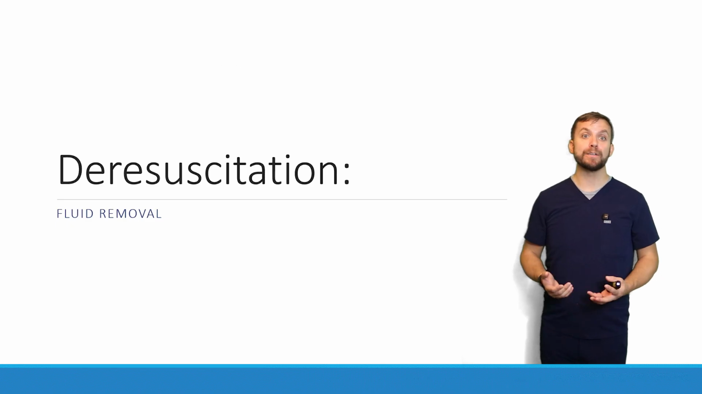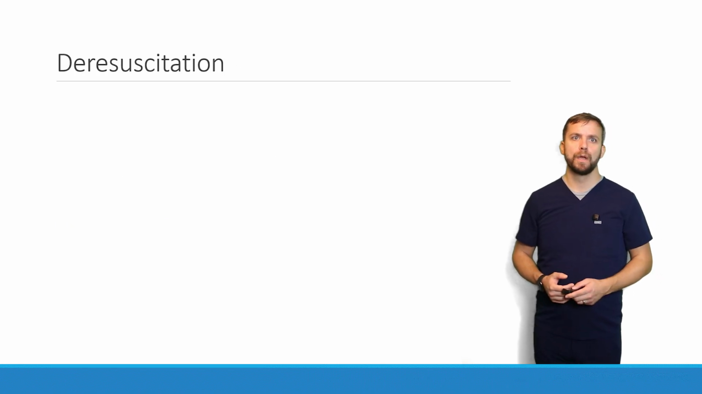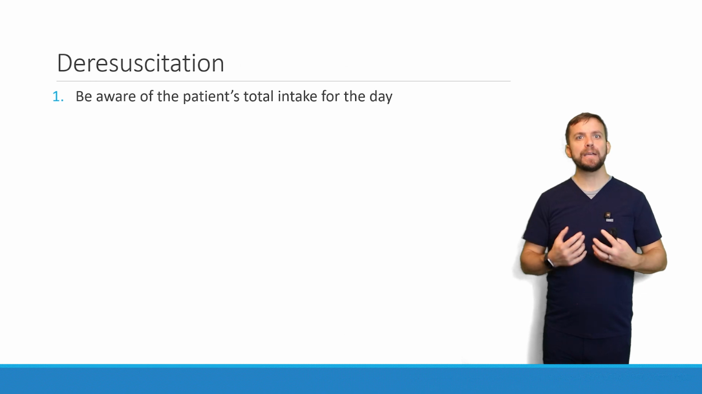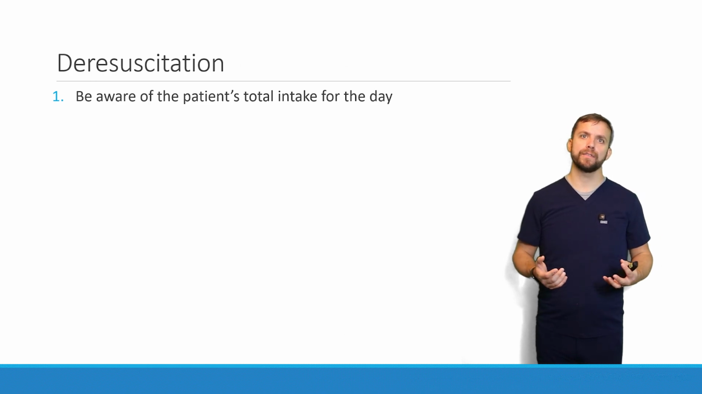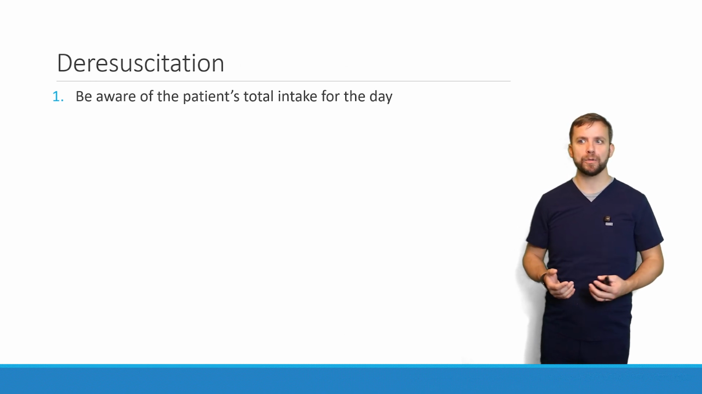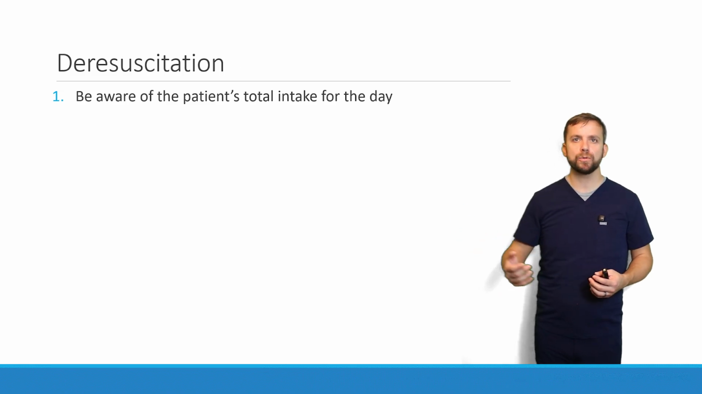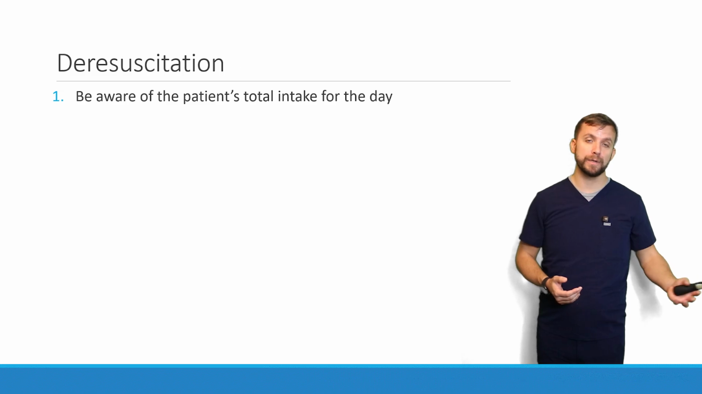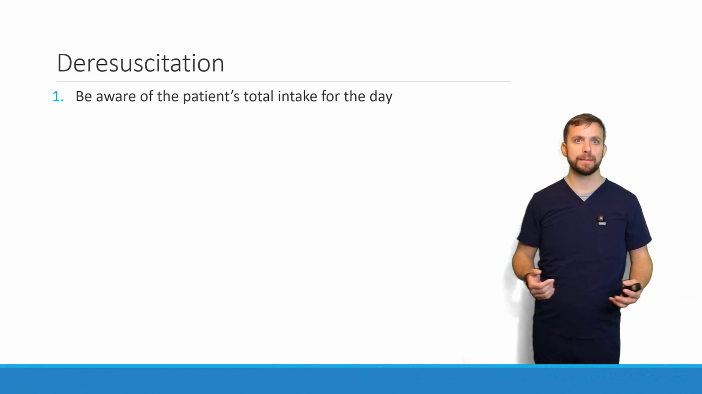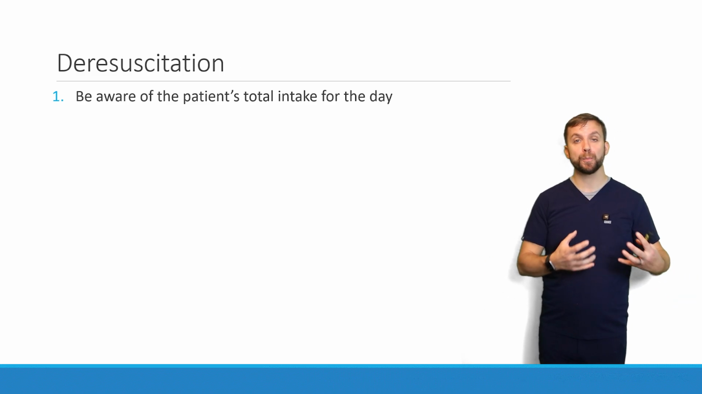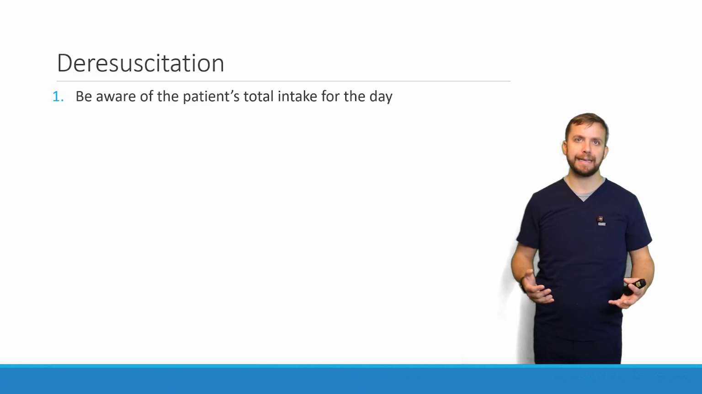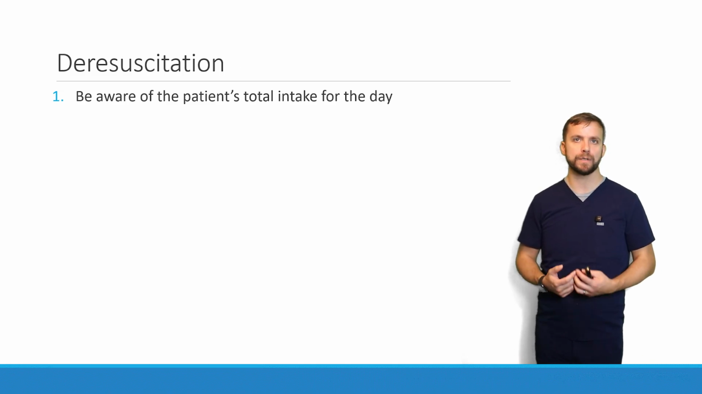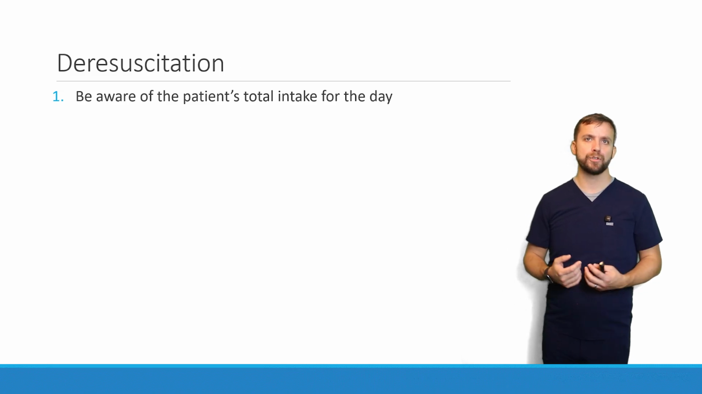Last, we're going to be talking about deresuscitation or fluid removal. So for deresuscitation, be aware of the patient's total intake of the day. A lot of times people will tell me, goal is to make 2 liters of urine. And I was like, well, that's great. But if we give them 4 liters of fluid, then we did not deresuscitate them. You need to be aware of how much you're putting in, and you want to be talking about net negatives. I want them to be net negative 1 to 2 liters or net negative 2 to 3 liters.